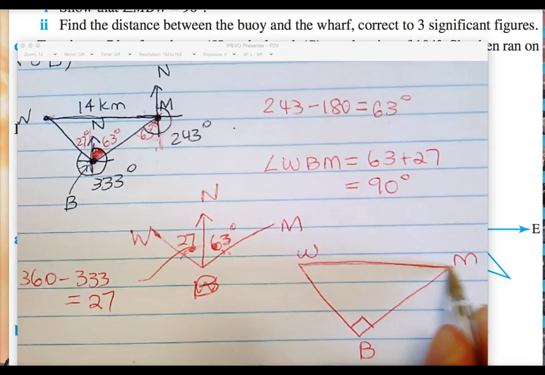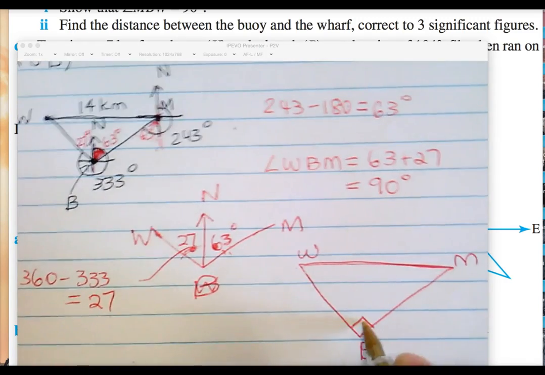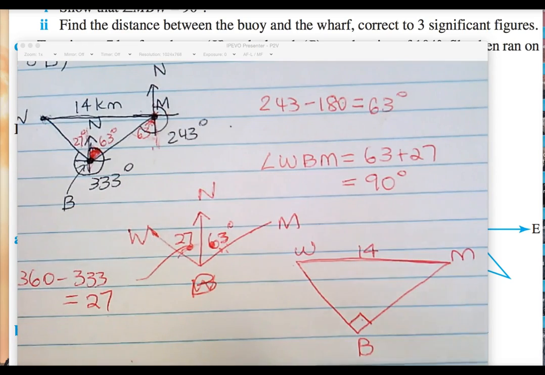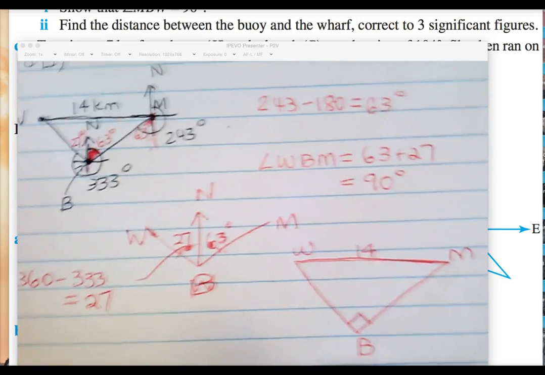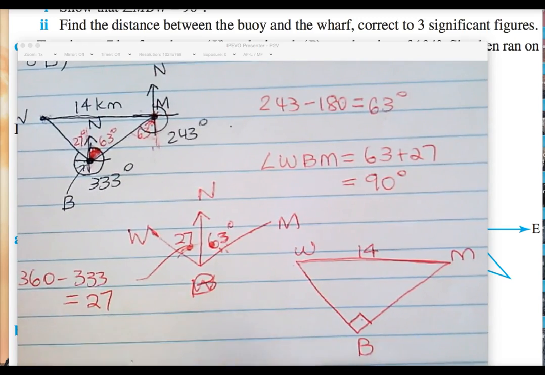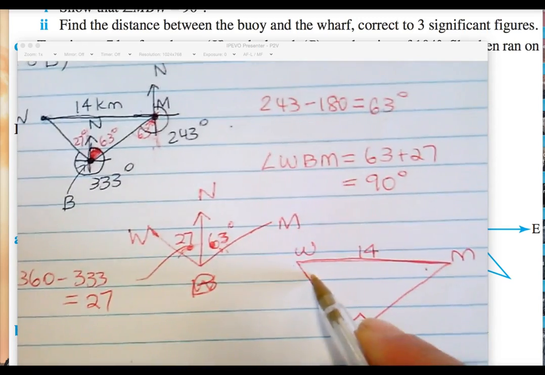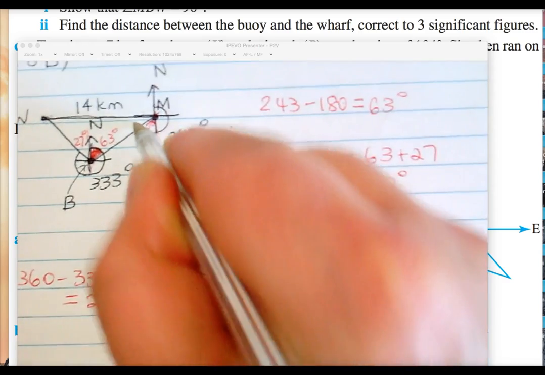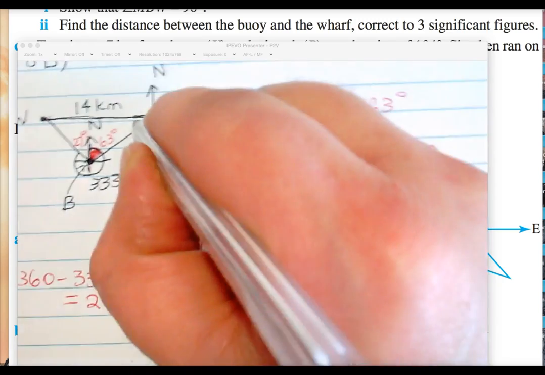That is meant to be a straight line. WBM, we just proved, was 90. We know that this is 14. Do we know any other angles in the triangle? Because to use trigonometry, guys, do I know this angle or this one? Can I work out this one? What's this in here? This one.